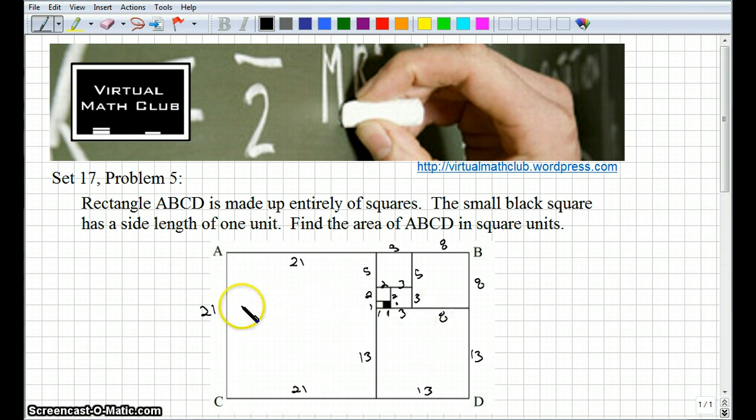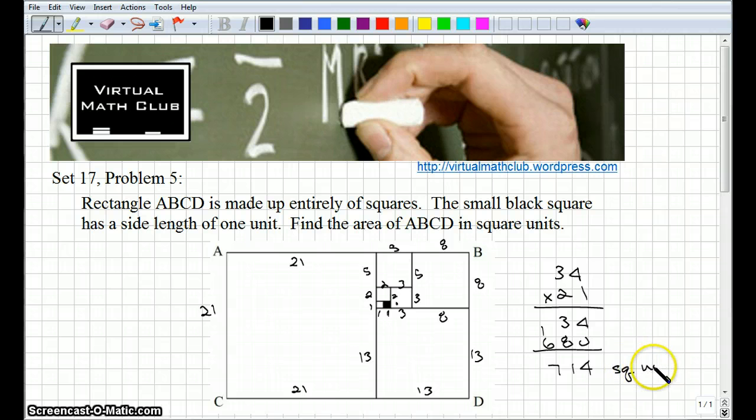We're asked to find the area, so if we know the dimensions, we can just multiply them times each other. The height of this rectangle is 21, and the length is 21 plus 13, which is 34. So let's take 34 times 21, and we'll get 34 and 68. So we get 714 square units. And that's the answer. That's one way to do it.